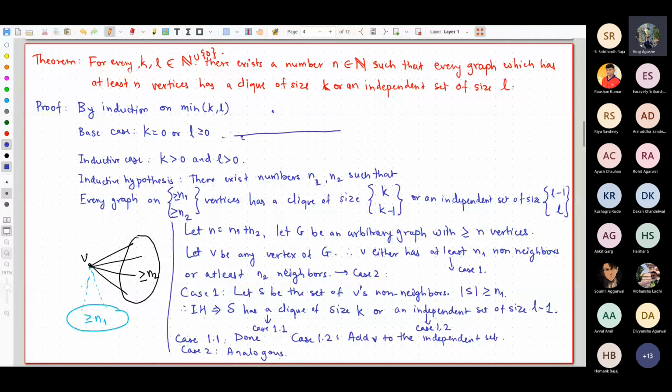Sir, I did not understand. How is this induction on minimum of K, L? So look, how is it an induction on minimum of K, L? Oh, I understand. You're trying to say that I am assuming the hypothesis for K, L minus 1, and in case K is already less than L, this K, L minus 1 will not be a part of the induction hypothesis. Yeah, you're right. So maybe I should say induction on K plus L.